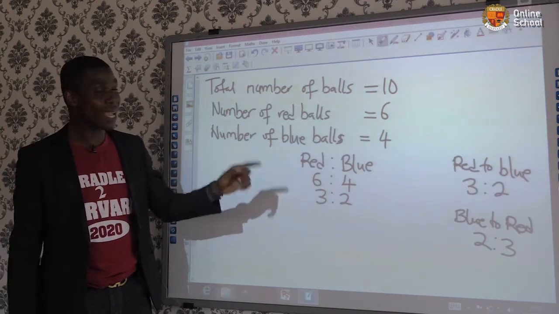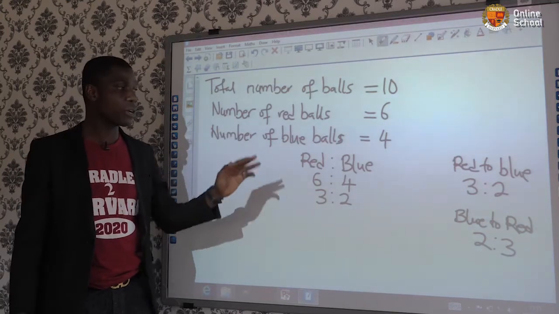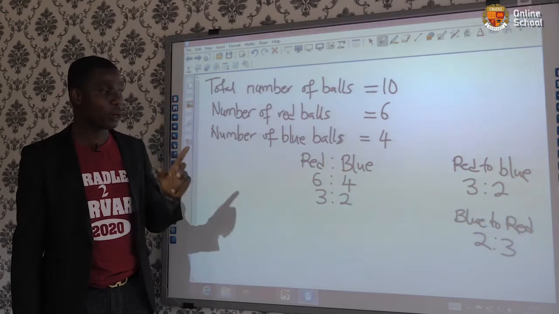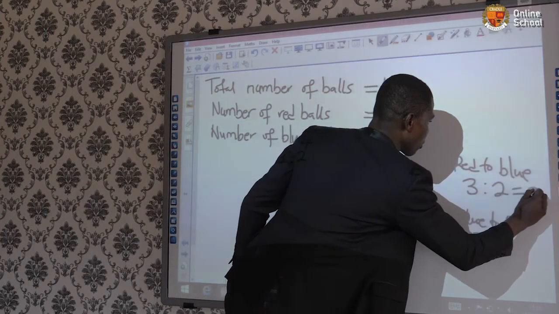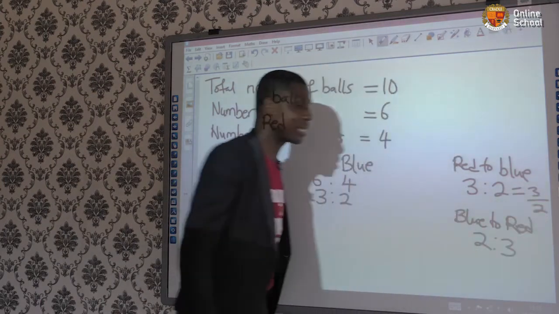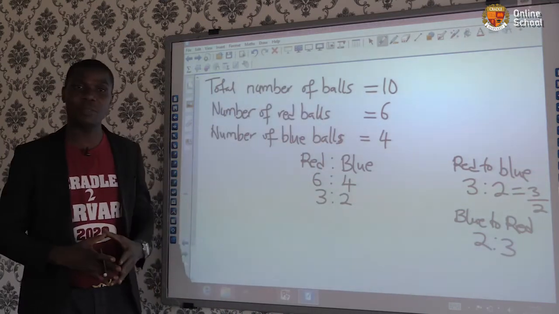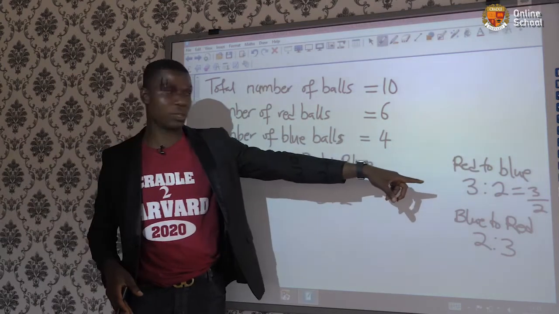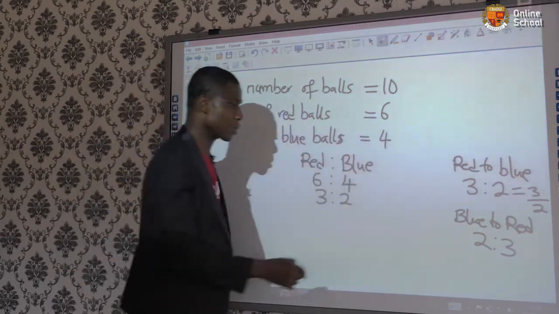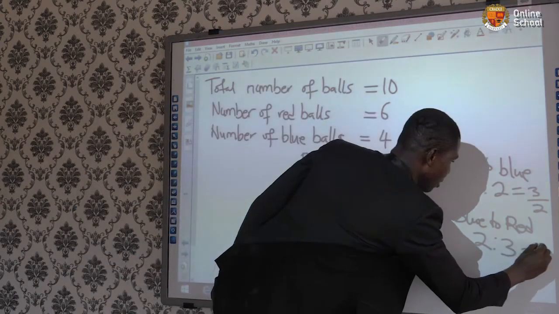Why is red to blue 3 ratio 2? Recall that 3 ratio 2 can also be written as 3 over 2. By the time you want to use this to find the total quantity, this is very important. This equivalence of fractions from ratios. And this one is also 2 over 3.